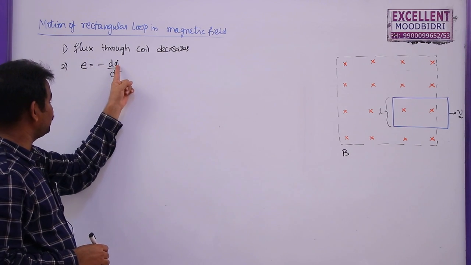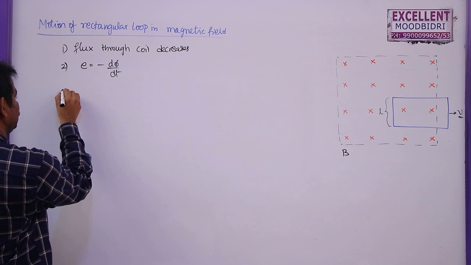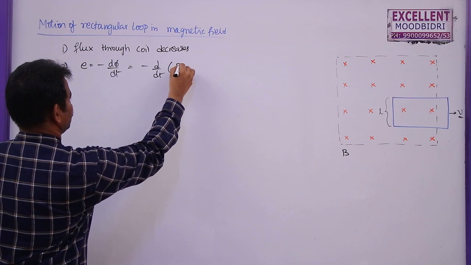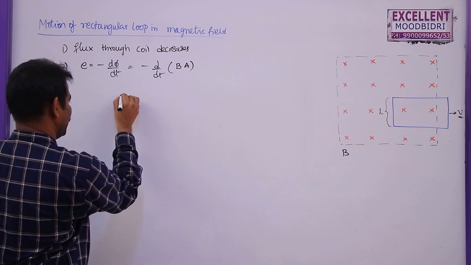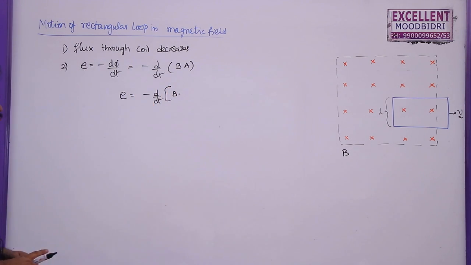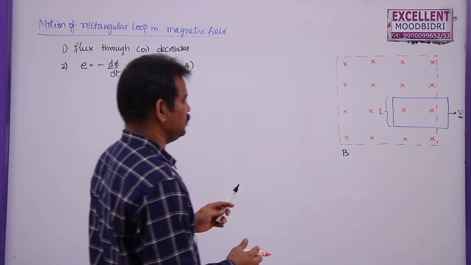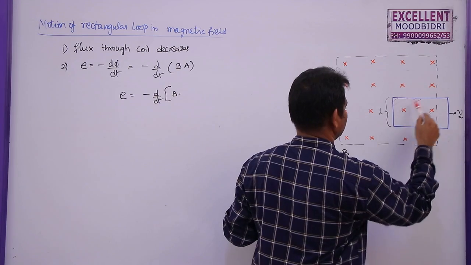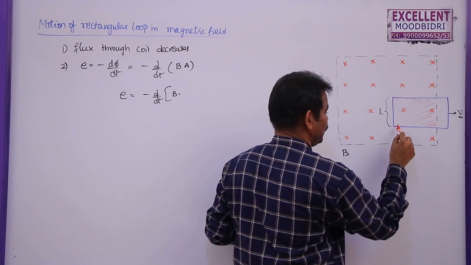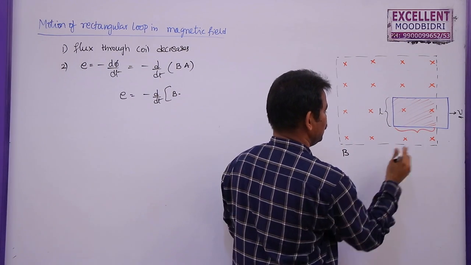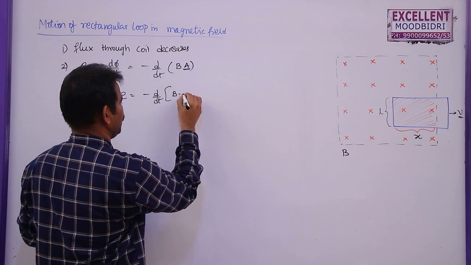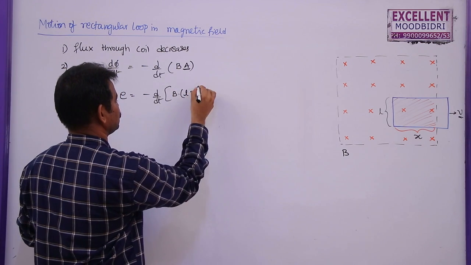As the flux is decreasing, EMF will be generated here, and this can be given as E equals minus d phi by dt, which is equal to minus d by dt of flux, where flux is B into A. So what is the EMF induced in this coil? Minus d by dt of B into A. What is the area of this coil? This is the area through which flux is passing. We need to consider only the area which is inside the magnetic field. Let us say this distance along the x-axis is x. So in place of A, this will become L into x.